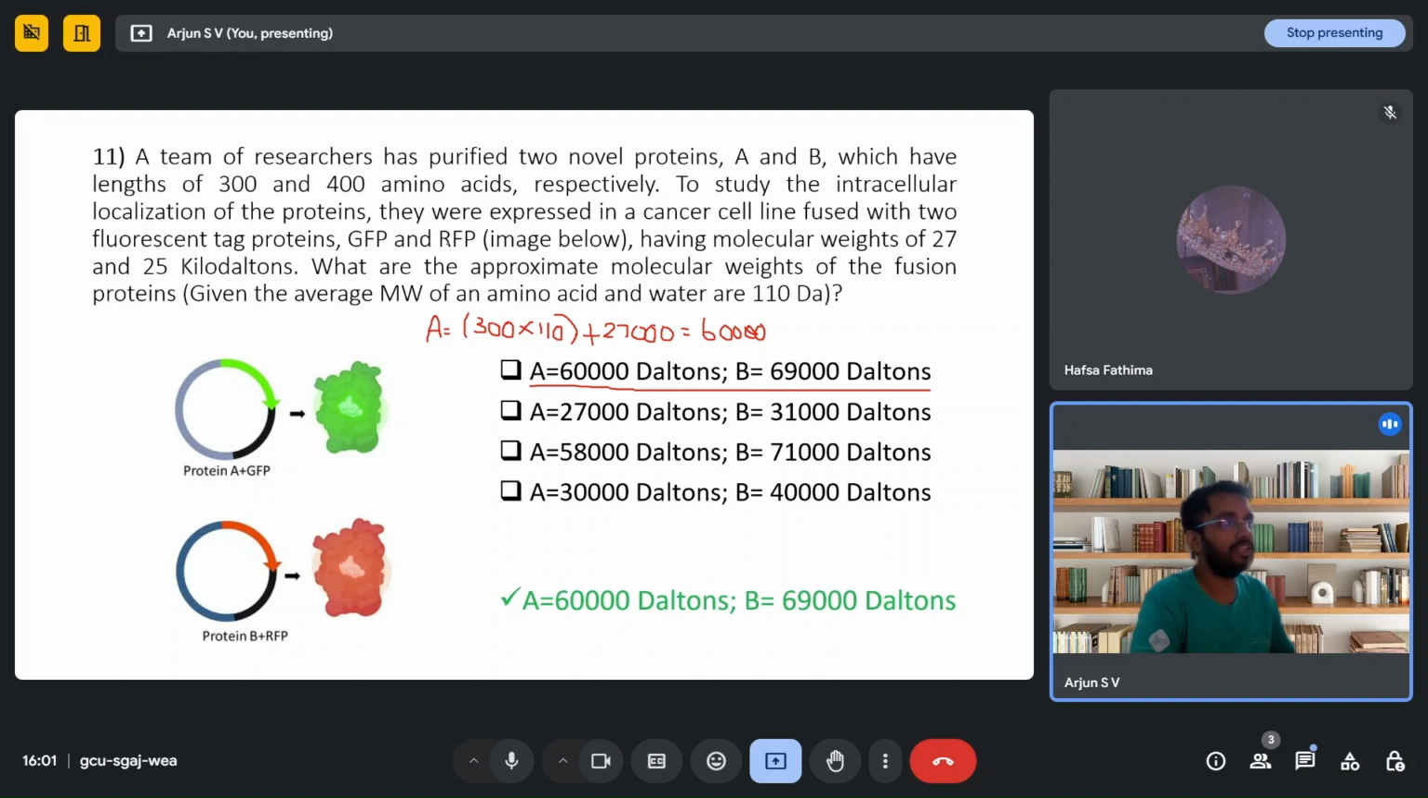If you do the same thing with B, you get 400 times 110, which is 44,000, plus your 25,000 gives you 69,000. So we'll move on to the next question.